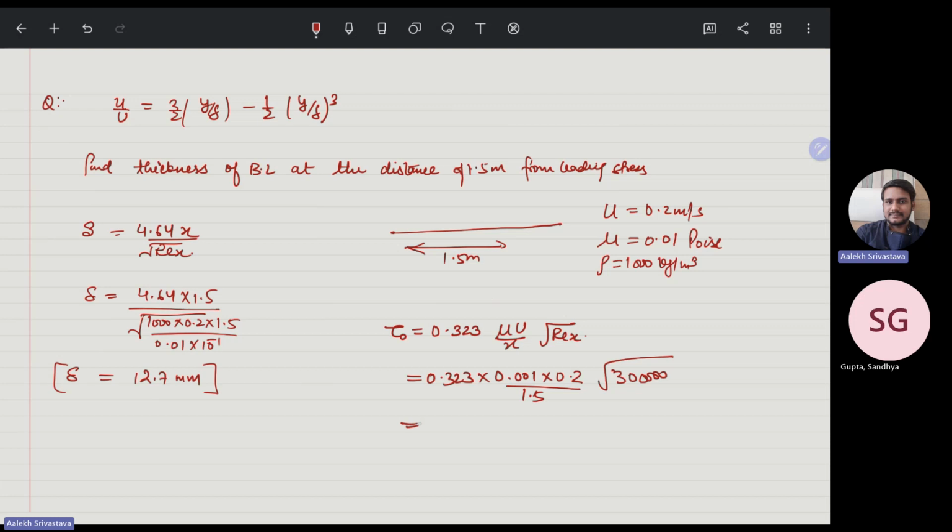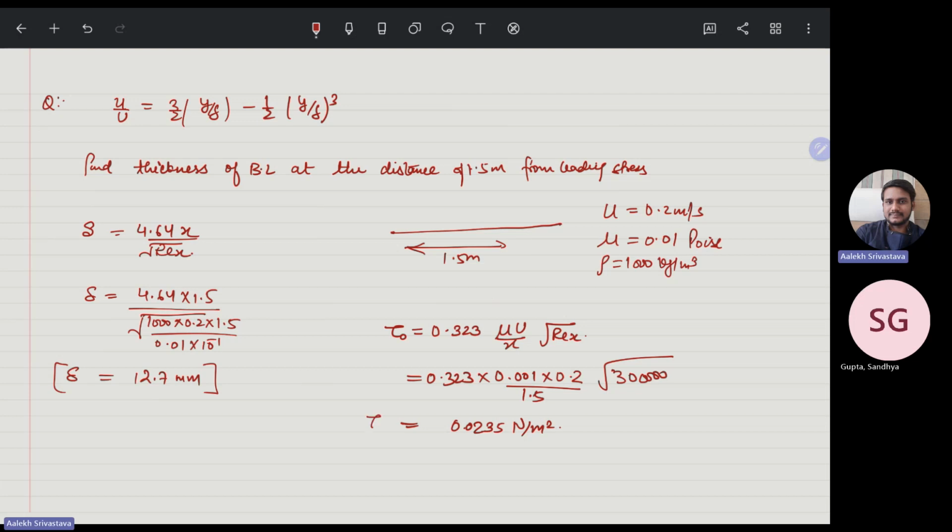Okay, if I solve, just wait a second. It is 0.323 into 0.001 into 0.2 into root of 3 lakhs divided by 1.5. You will get 0.0235 Newton per meter square. This is the shear stress. Now, what should be the drag?